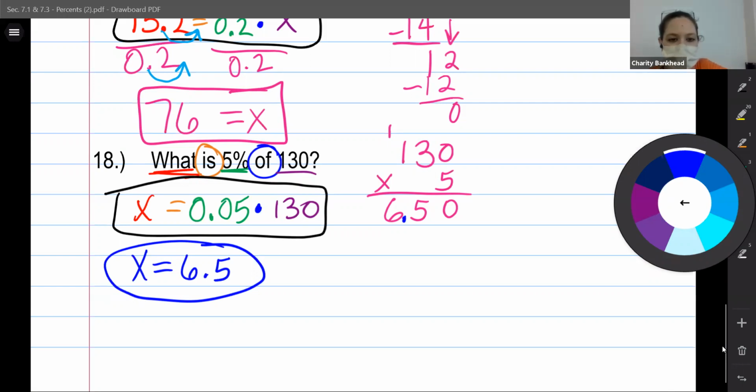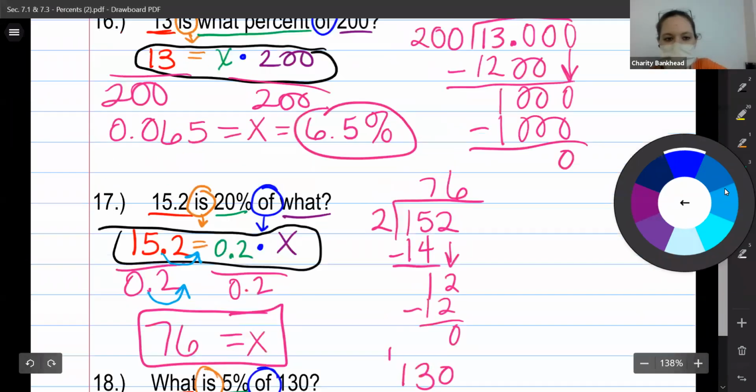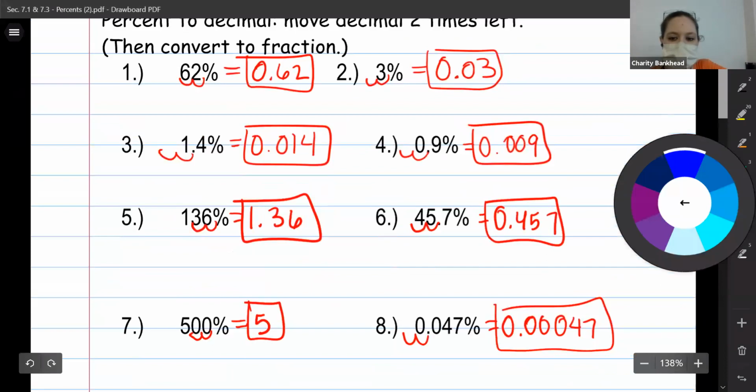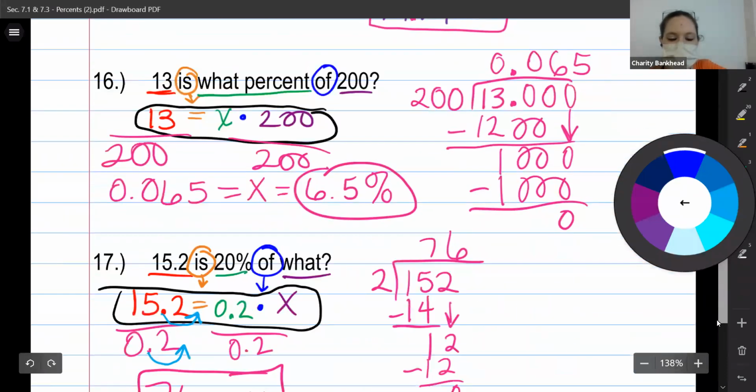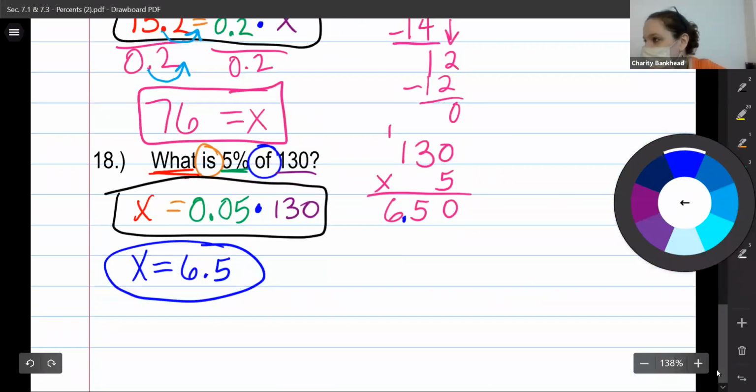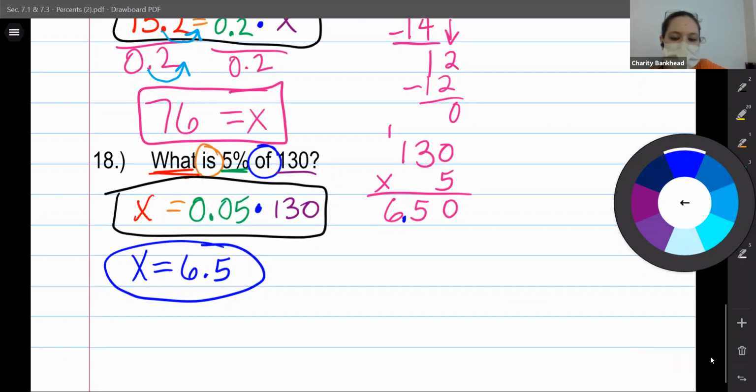Well, that's all I had on the schedule for today. I was thinking about, well, maybe I should do some more, but I don't really want to go to the next section yet. So that's all I have.